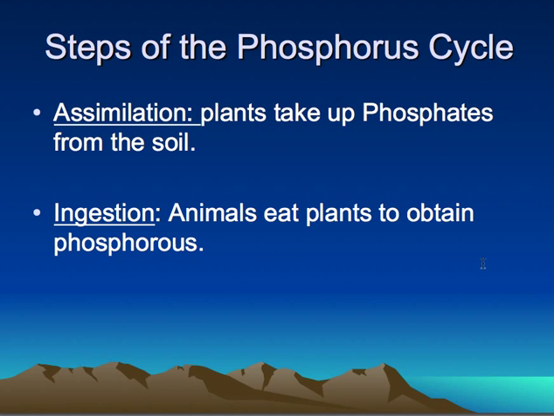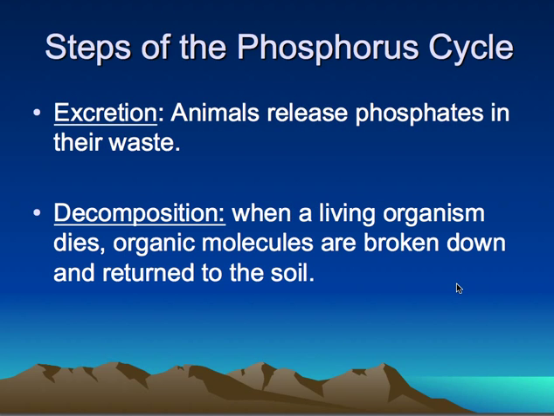Assimilation, again, is when plants take up phosphates from the soil, and ingestion is when animals eat plants to obtain phosphorus. So pretty much the same as for the nitrogen cycle. Excretion, also exactly the same as for the nitrogen cycle, is when animals release phosphates through their waste, through their poop. And decomposition is when a living organism dies and organic molecules are broken down and returned to the soil.